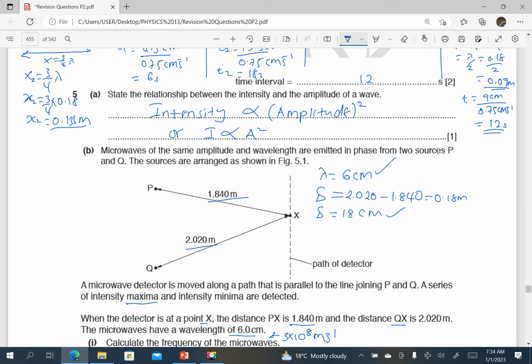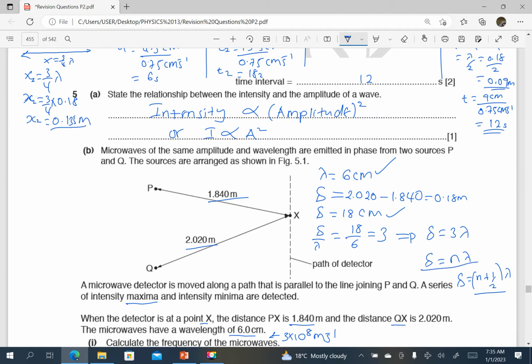I'm going to divide the two quantities: path difference divided by wavelength. This is going to be 18 divided by 6, which is equal to 3. Do you notice that the path difference is 3 times the wavelength? And remember, for constructive interference, the path difference must be a whole number times wavelength. For destructive interference, the path difference is equal to n plus a half times lambda.